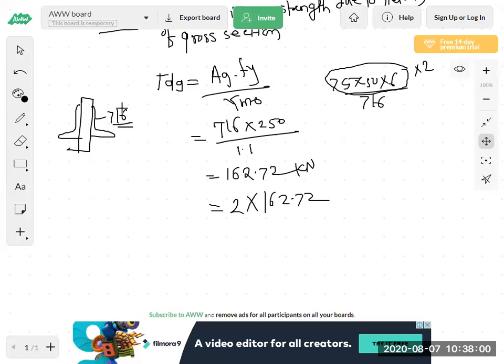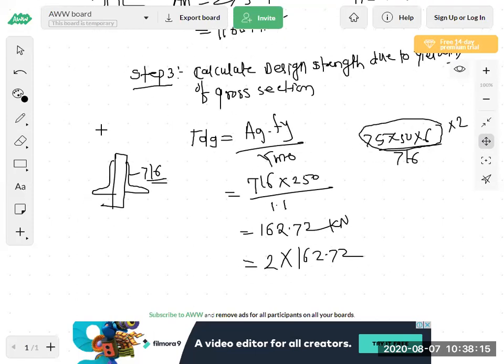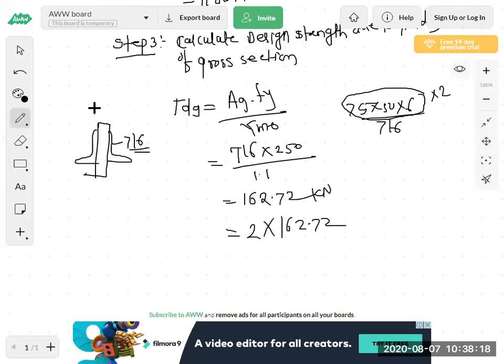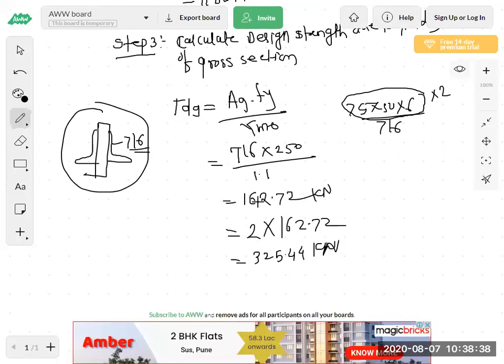The area of this angle is 716, the area of this angle is 716. But here we have taken the area of one angle only. We have connected one more angle. So the whole strength of both angles is 2 into 162.72, which is 325.44. Everyone, please, are you getting this? Two angles, that's why we have multiplied by 2. We are calculating for one angle and two angles are there, so we are multiplying by 2.